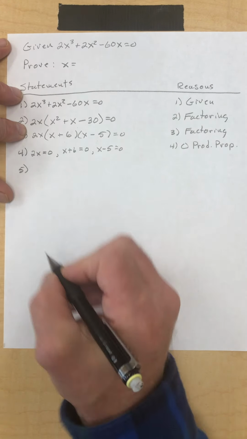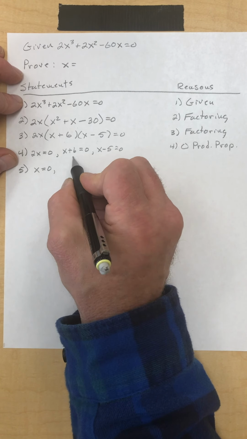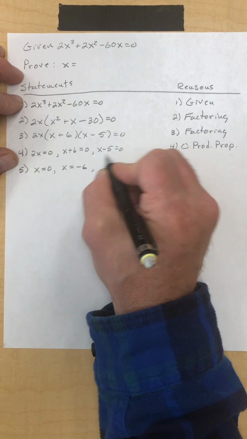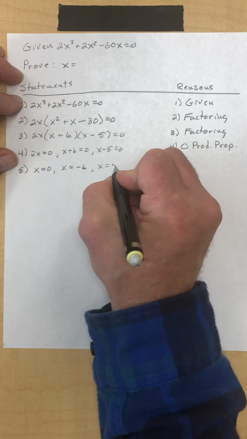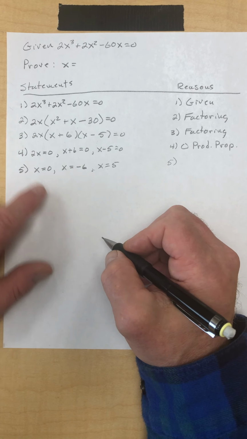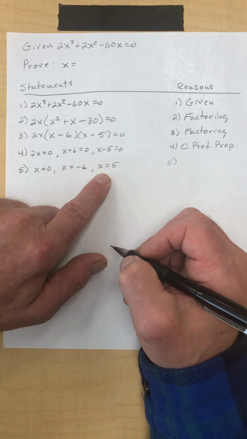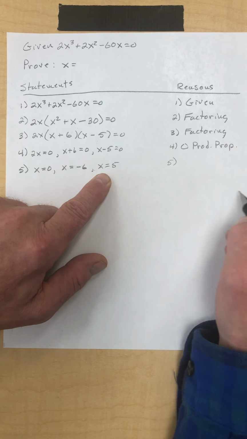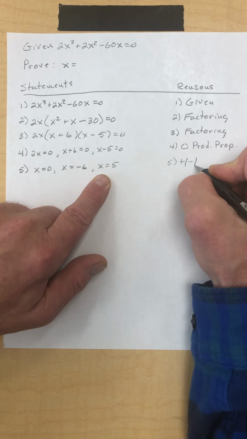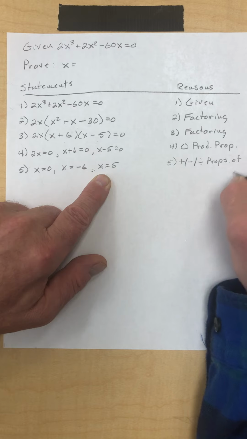And then we solve. So here we'd have to divide by 2, so you just get x equals 0. Here we'd subtract 6, so we get x equals negative 6. And here we would add 5, so we get x equals 5. And then you ask yourself, well, didn't I just use 3 different properties? Sure. Use the division property of equality here, the subtraction property of equality here, and the addition property of equality here. Now, I could write out all 3 of those if I want to, but why not just go addition, subtraction, and division properties of equality?